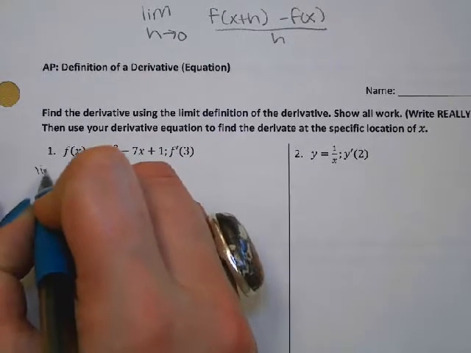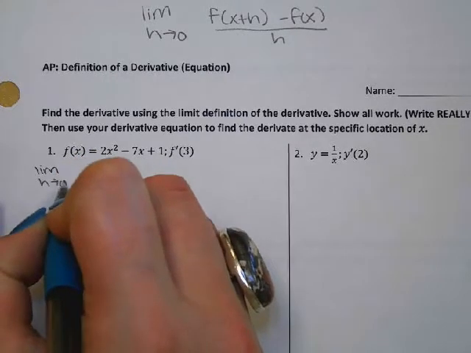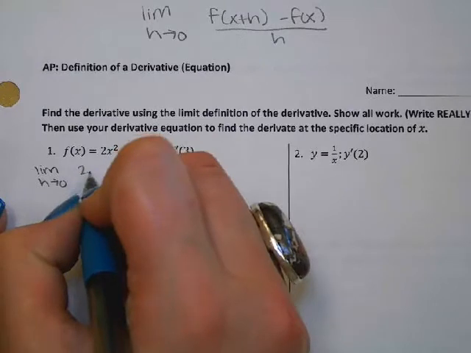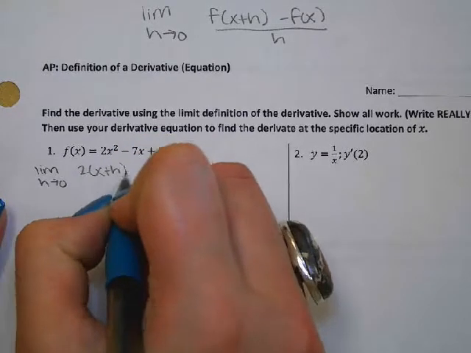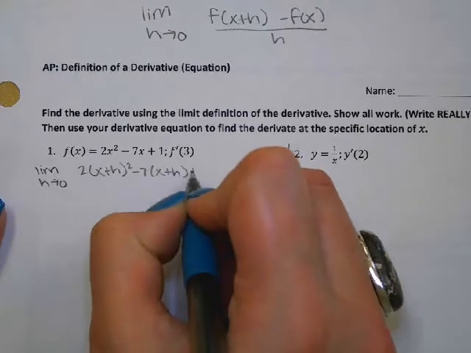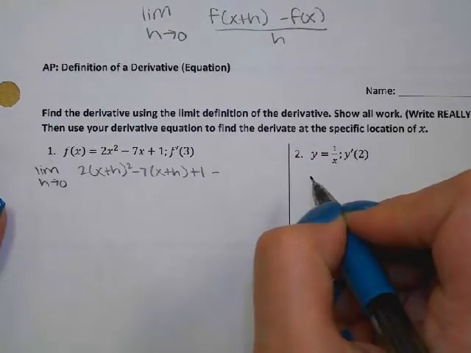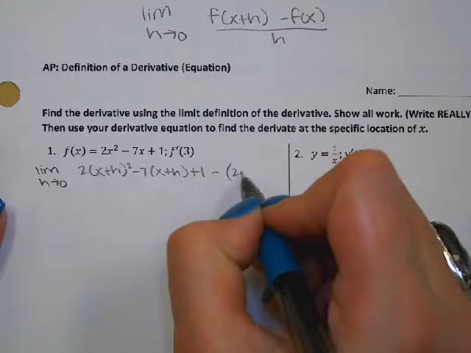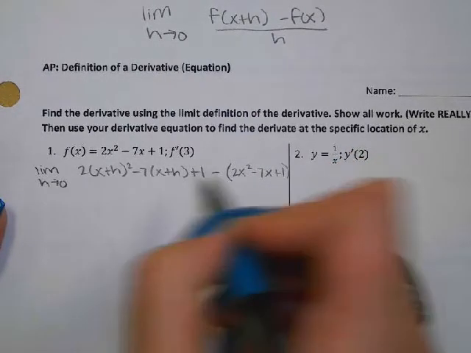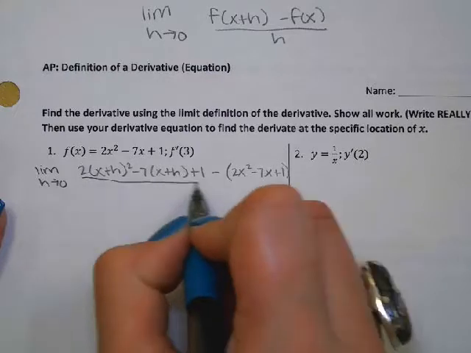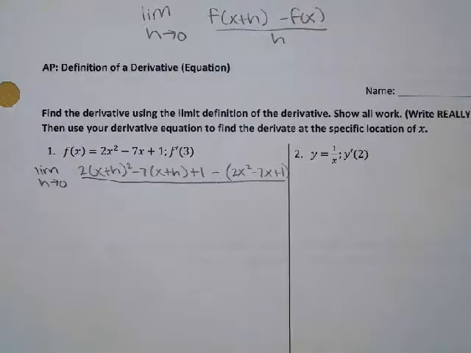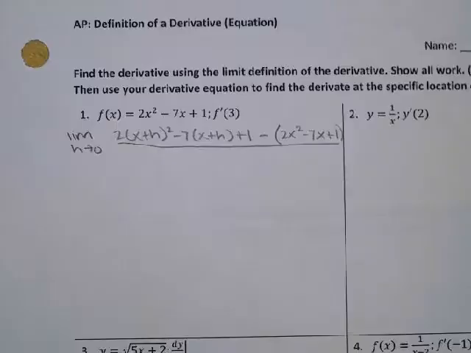So I've got the limit as h goes to 0 of... and then make sure when you're doing this part where you're subtracting off the f of x, that whole thing should be in parentheses because you have to distribute that negative. So make sure you get that part right.